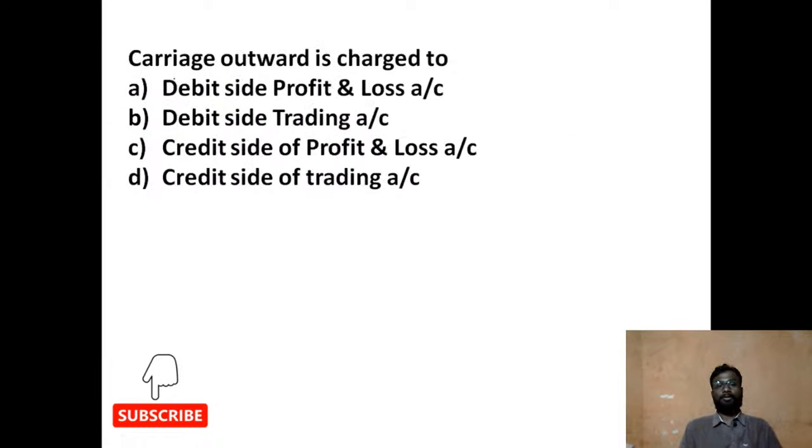Carriage outwards. So carriage outwards is an indirect expense. It will be charged to the debit side of the profit and loss account.